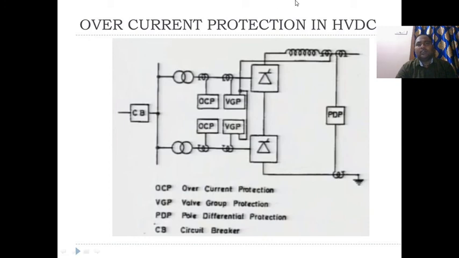In overcurrent protection there are also smoothing reactors. Already we know this. What is the purpose of a smoothing reactor? The smoothing reactor serves two purposes. The first is that it does not allow sudden changes in current, so the smoothing reactor is also an overcurrent protection device. The second is that the smoothing reactor eliminates harmonics.